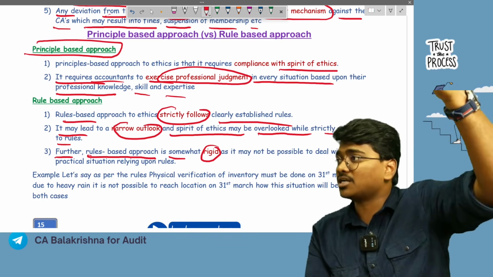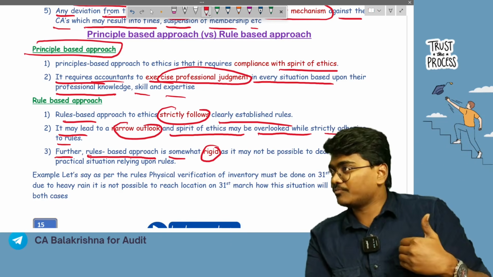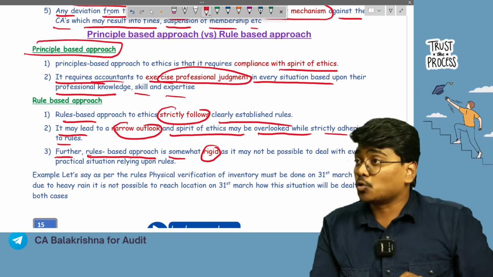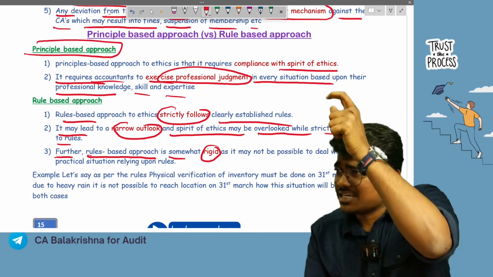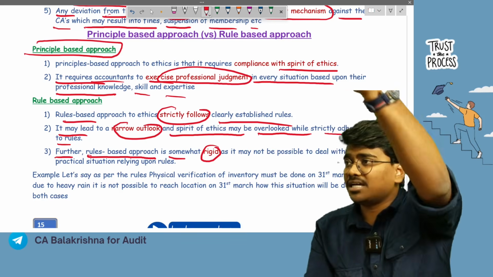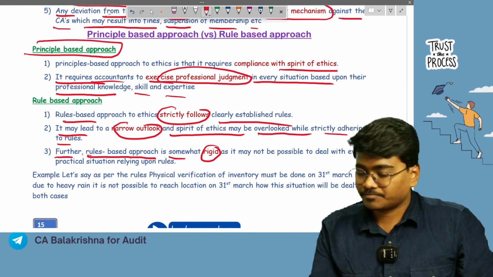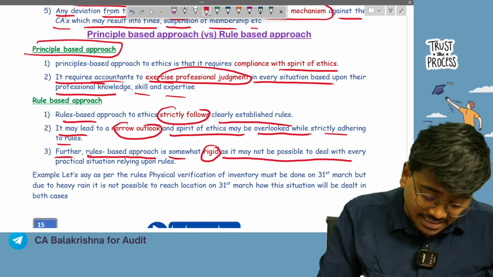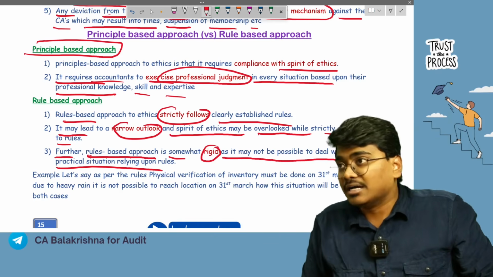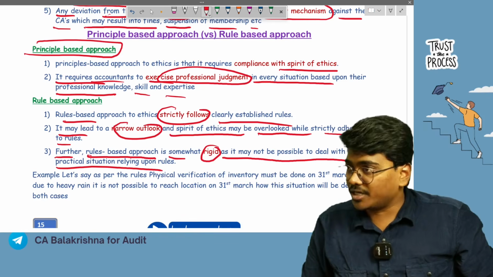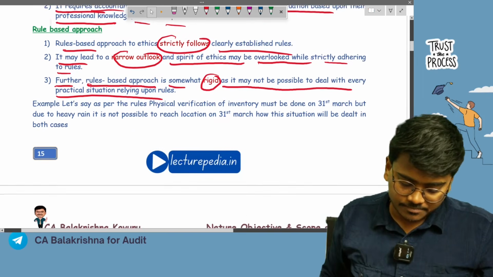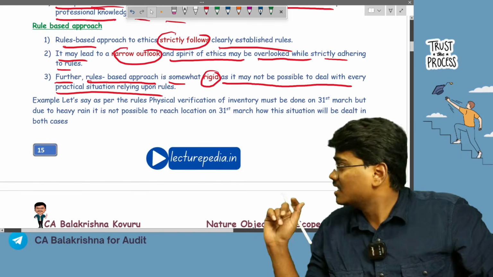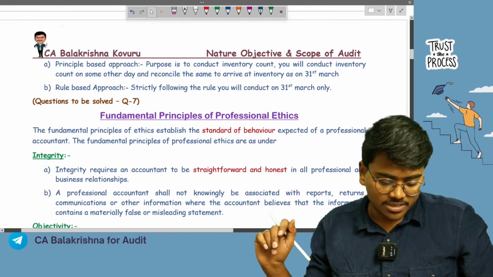In principle based approach, you can take a decision which is flexible based on the circumstances, but in case of rule based approach, it is very rigid. Whatever is there, you will follow, as it may not be possible to deal with every practical situation relying upon rules. Got it? Example, the physical inventory verification example is what I have listed here. You can go through that.